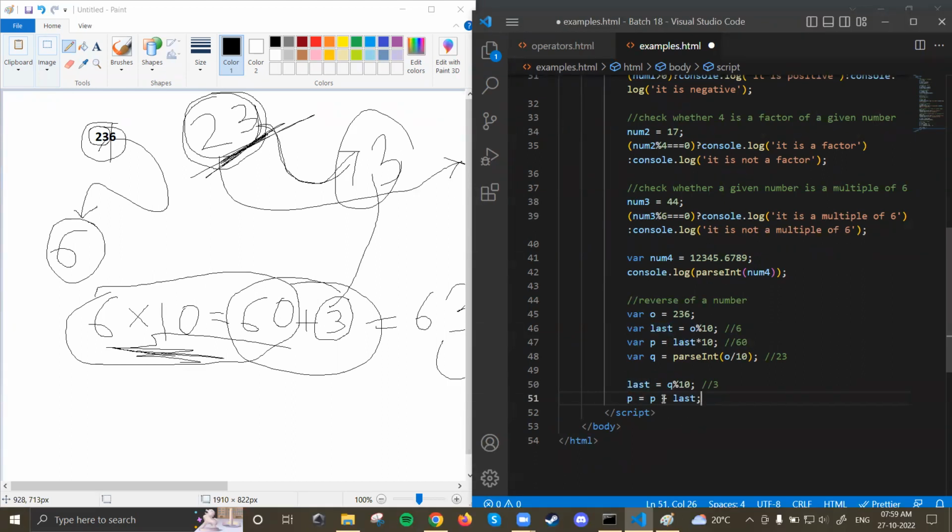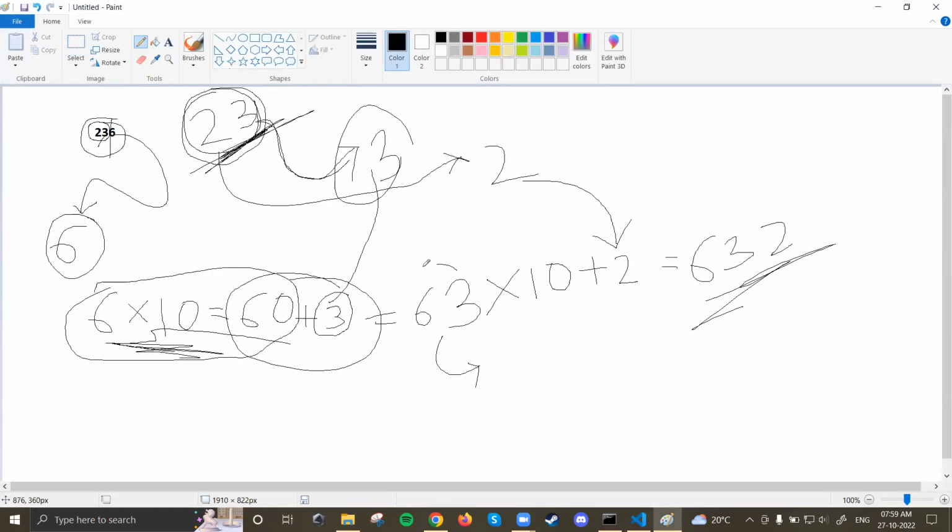So P equal to P plus last. That means 60 plus 3. So this way the P is being changed. So here we have 63. If you see here, up to here it is done. 63 is done. Now we have to do the next part. 3 is done. Now I have to take this 2. Then this 2 we have to add after multiplying 10 to 63.